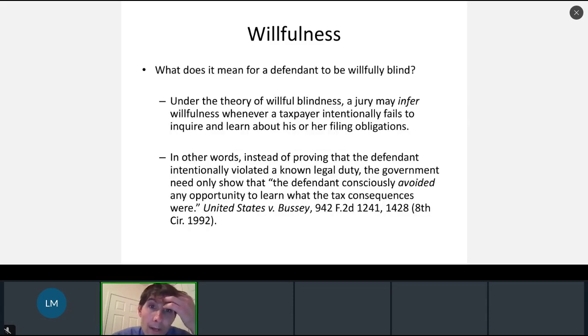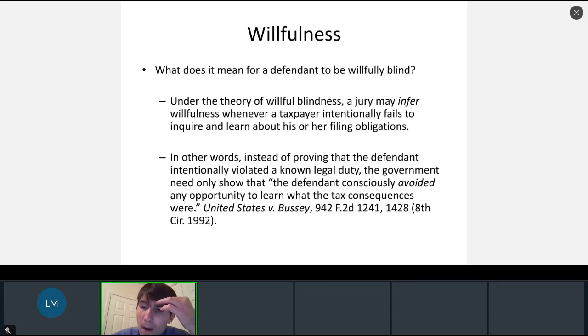What does it mean for a defendant to be willfully blind? Under the theory, a jury may infer willfulness whenever a taxpayer intentionally fails to inquire and learn about his or her filing obligations. It's kind of the example that I think courts use a lot, like an ostrich that digs its head into the sand.